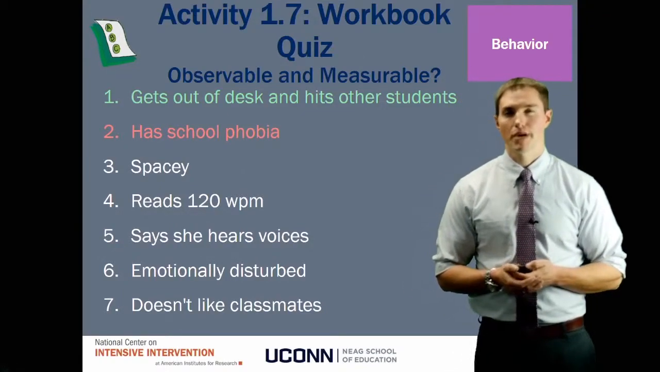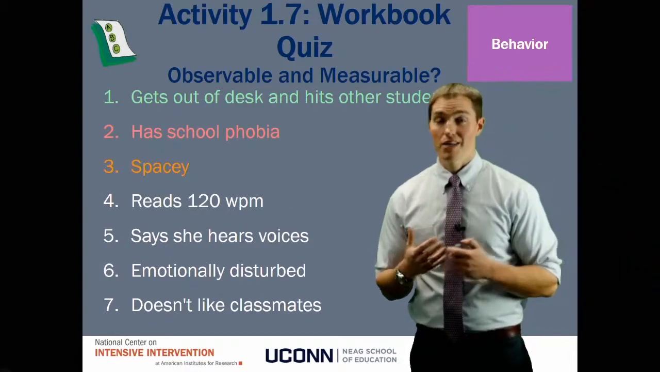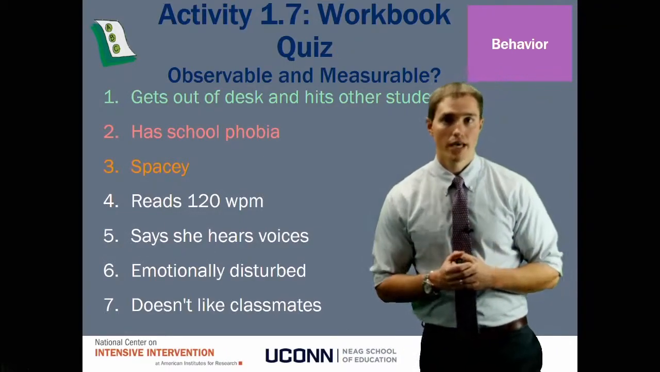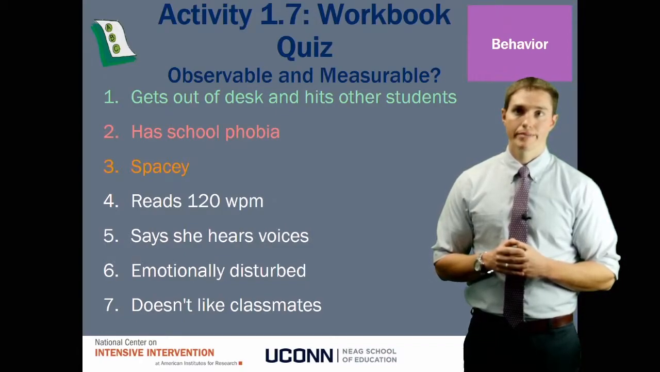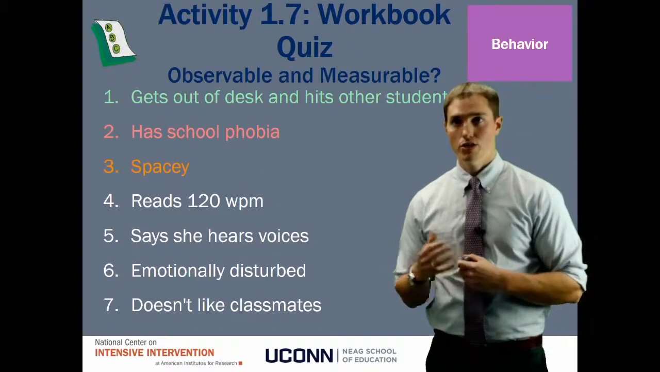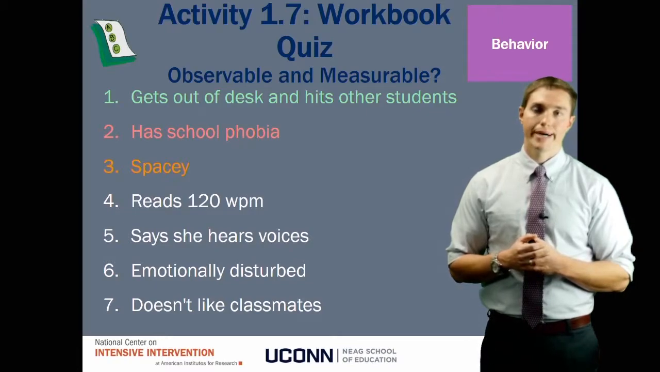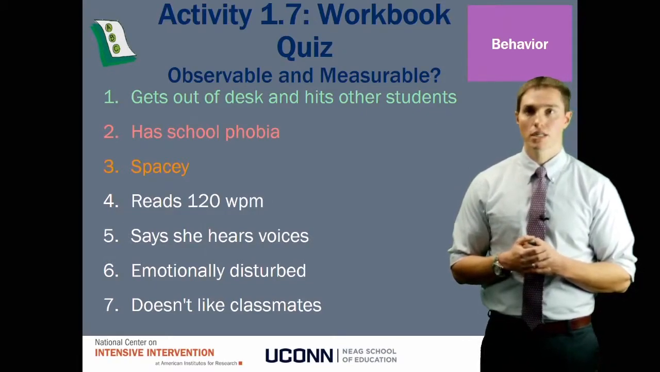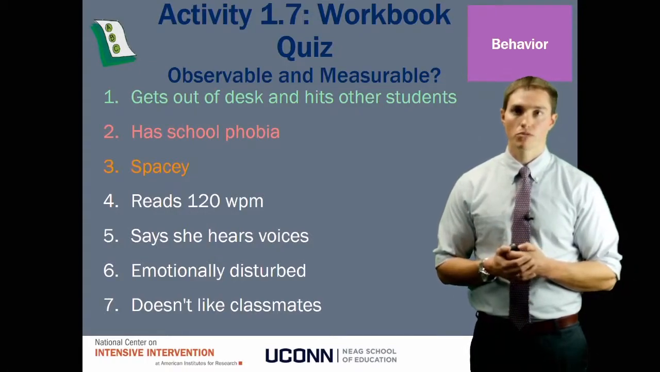Number 3, spacey. Now if you think about the word spacey, I highlighted this one orange as kind of a maybe observable and measurable, because again, I think this is not currently to the level of understanding that would be objective across observers. Spacey has a good starting place. That maybe is the title of a behavior. However, it's not something that is observable across specific dimensions of behavior and wouldn't be consistently observed by different observers. Therefore, I'm going to say this one is not quite observable and measurable.